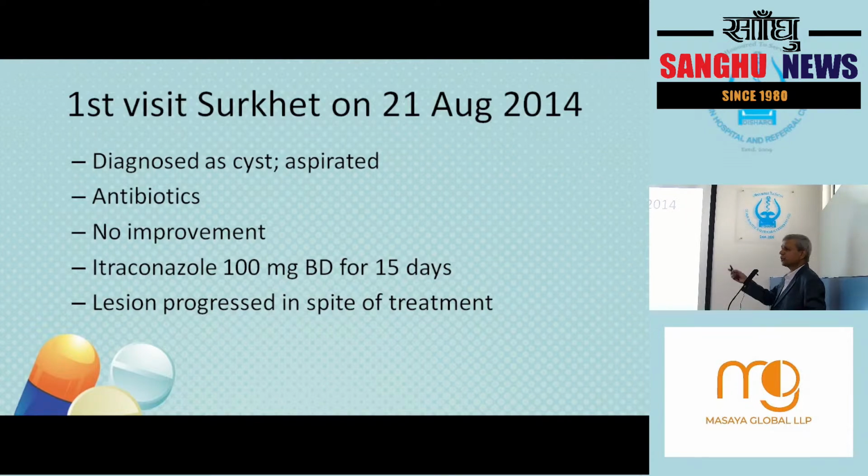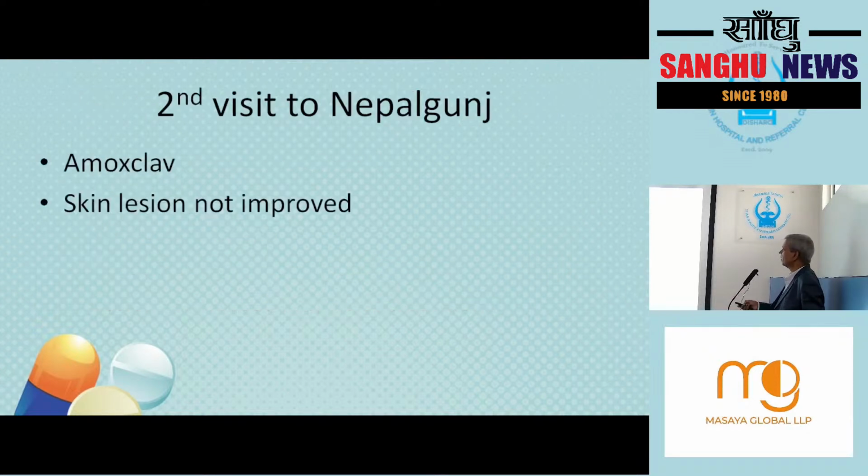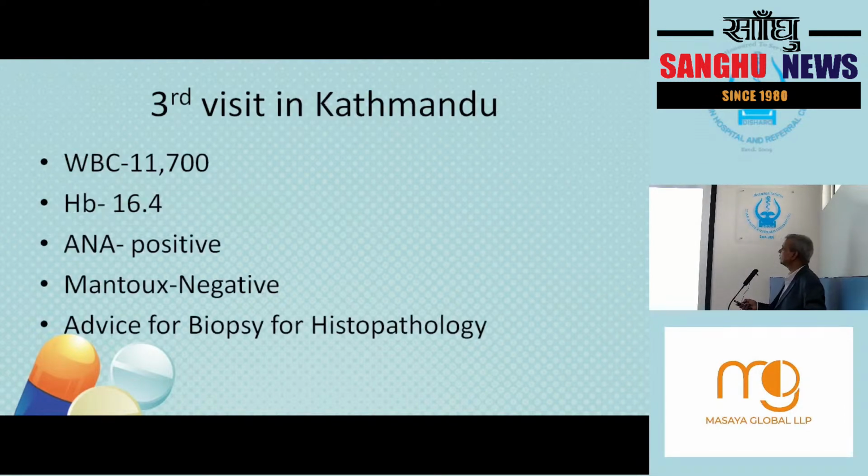He first visited a local place, and it was diagnosed as a cyst, aspirated, antibiotic given, antifungal given, not getting better. Then he visited another place, Nepalganj, and again antibiotics were given, not improved. Now he came from Surkhet to Nepalganj, and then arrived in Kathmandu. In Kathmandu, he went to one of the hospitals, and you can see the finding.